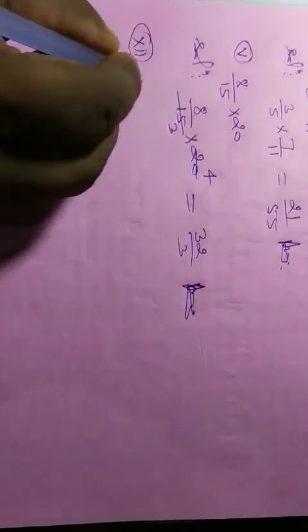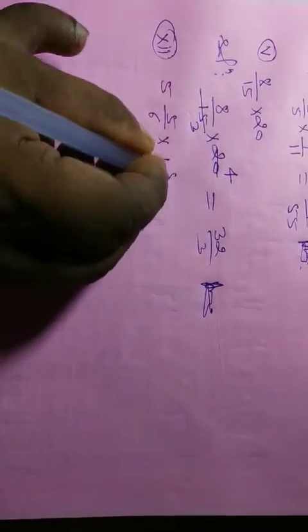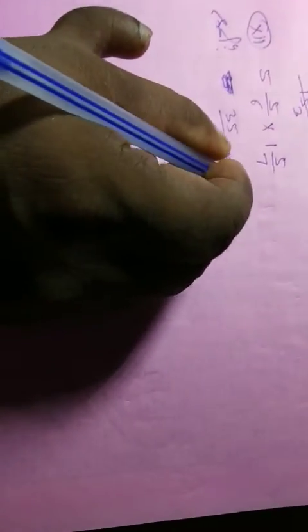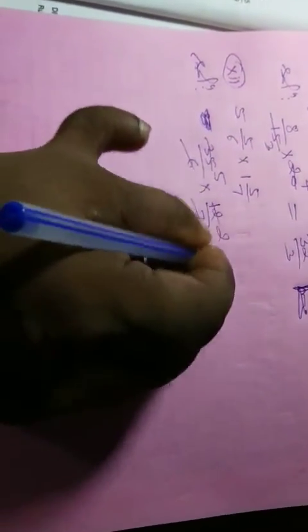Question number 12: 5 whole 5 by 6 into 1 whole 5 by 7. Solution: 5 into 6 plus 5 is 35 by 6, into 7 by 12 by 7. 7 1s are 7, by 35, 6 2s are 12, 5 2s are 10, answer.